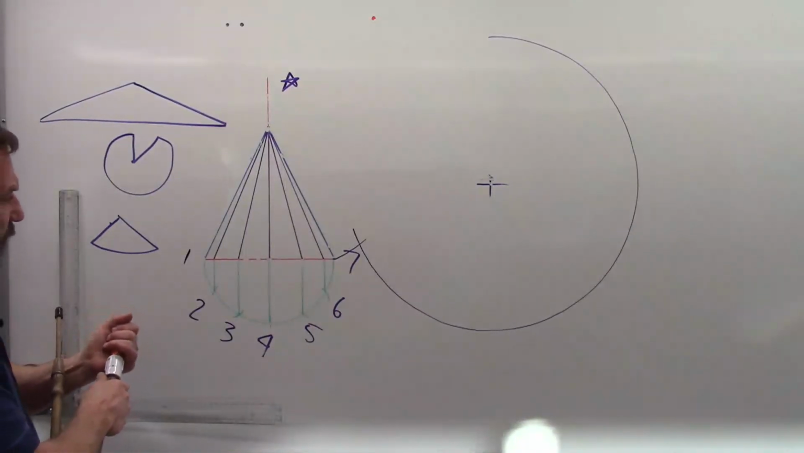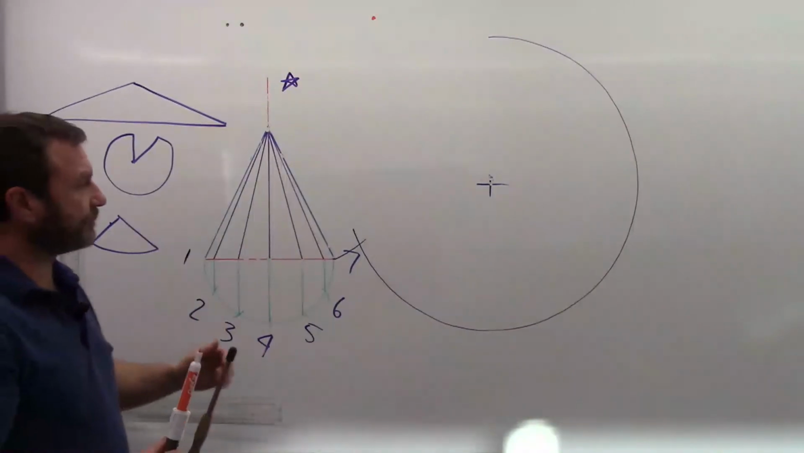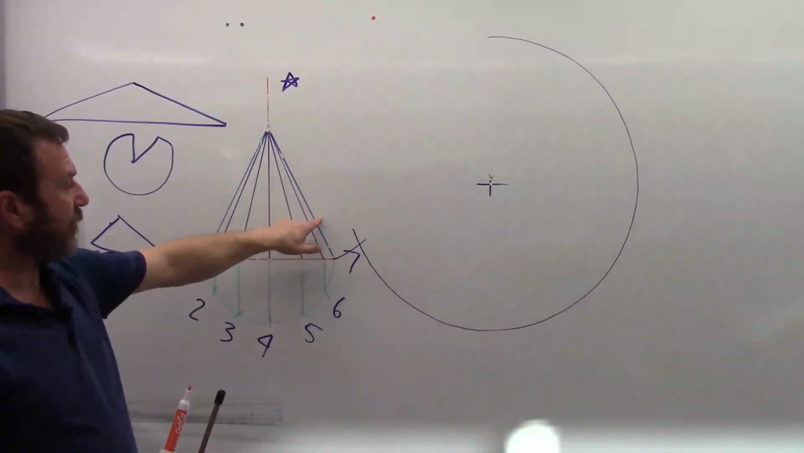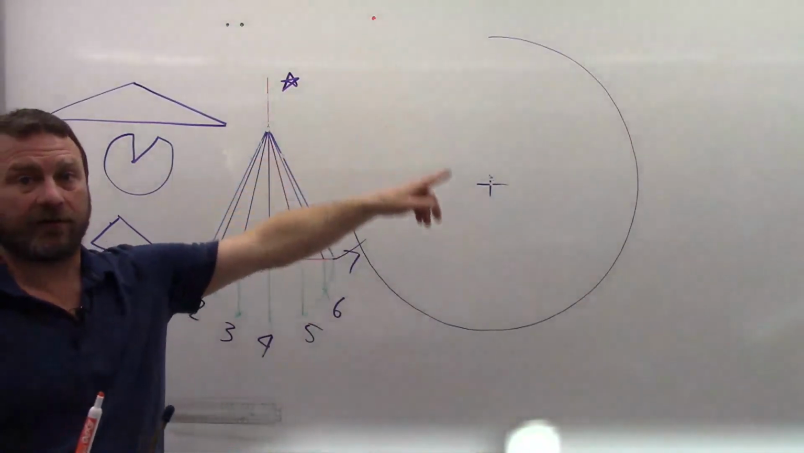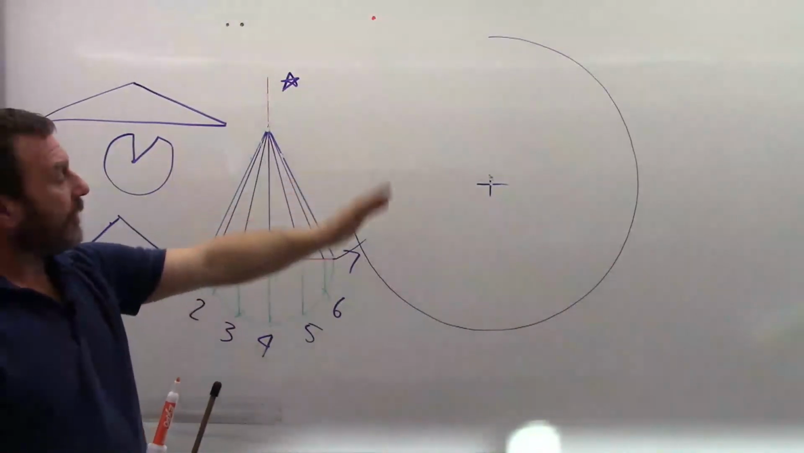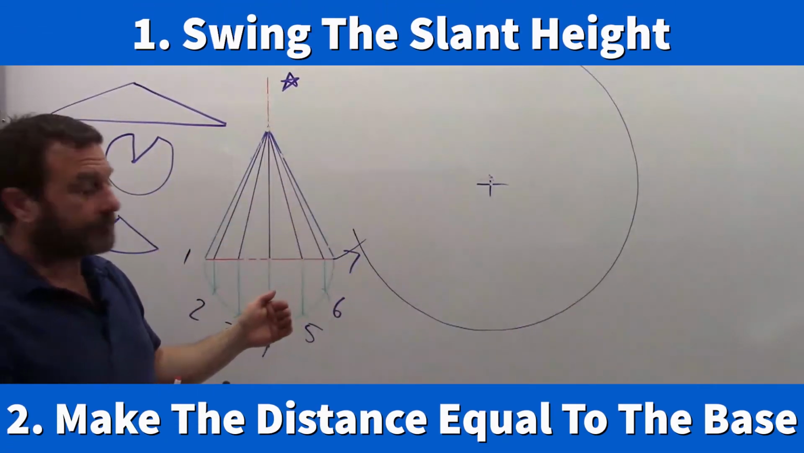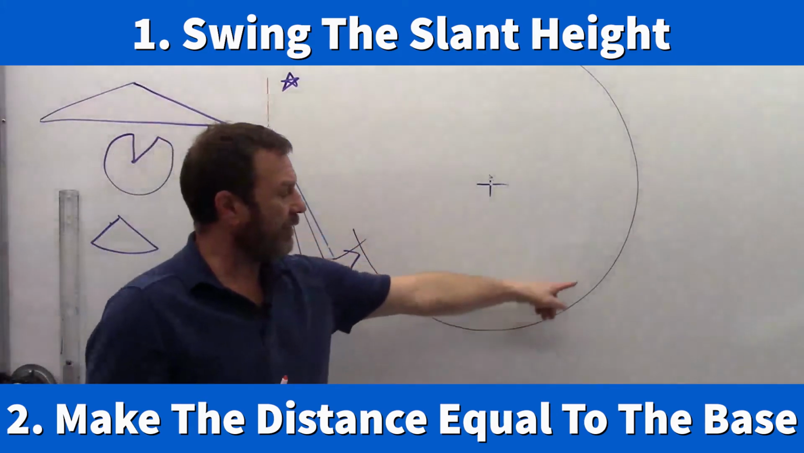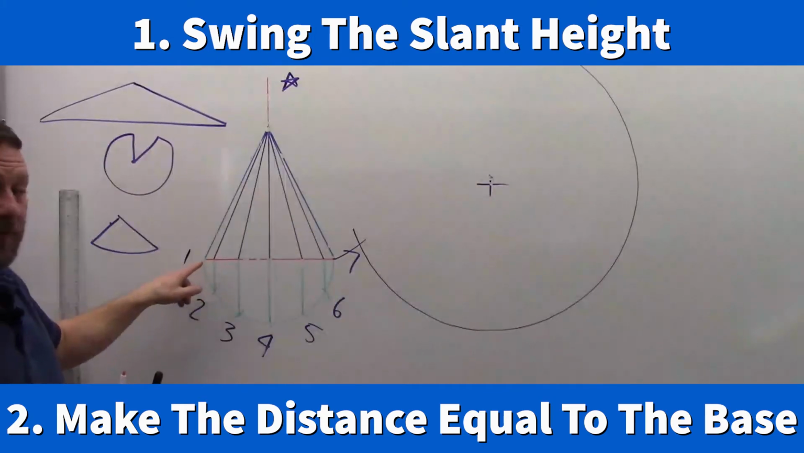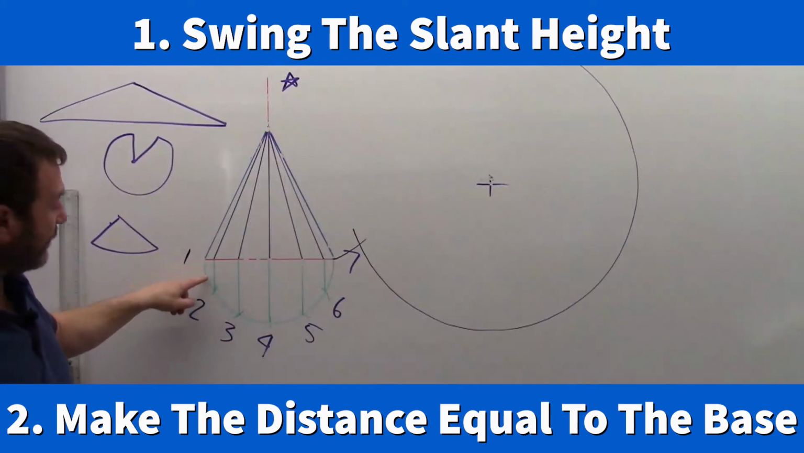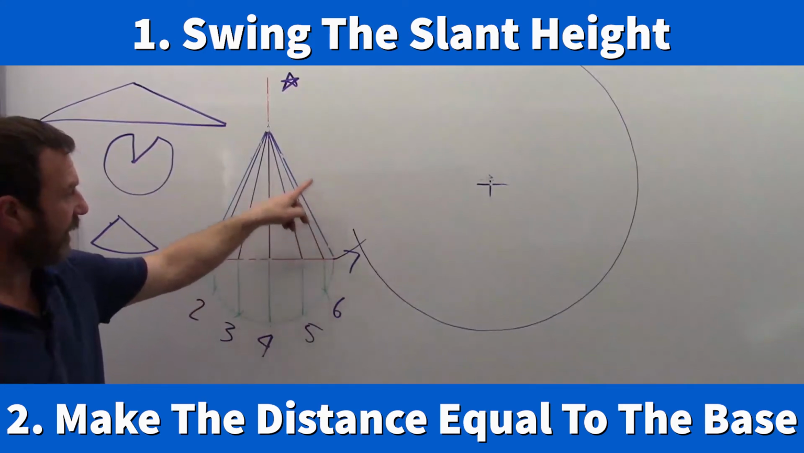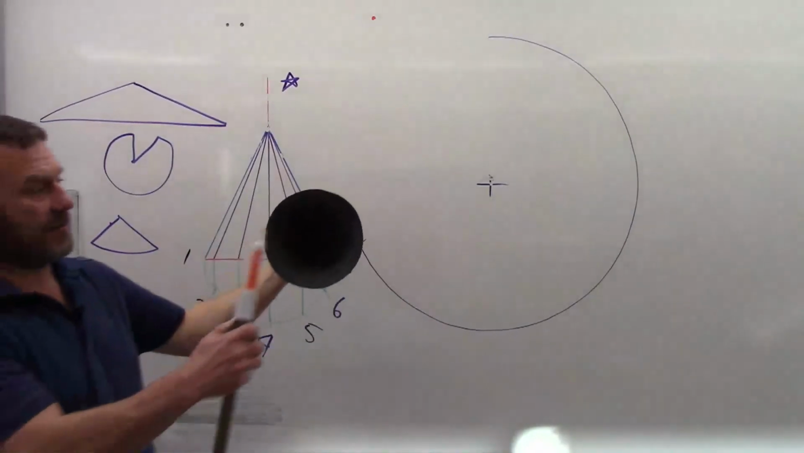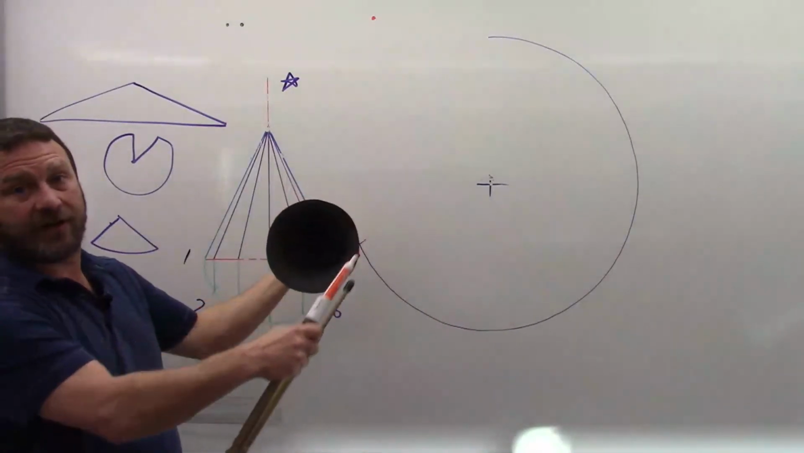Now, two things with radial line, two main rules. We take an elevation view and we take the true length of the outside edge. We take the blue line and we swing that arc. That's rule one. The second rule is we now need to make the length of this arc equal to the circumference of the base. So we have to go the distance 1 to 7 and then around again, because we know that the arc length has to be the circumference here.